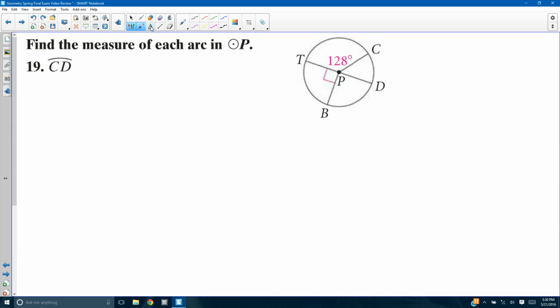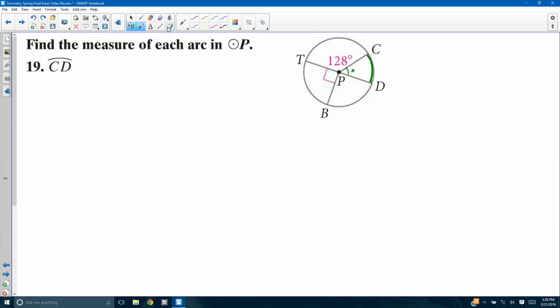Okay, now that we're in a way new different part of this, I think this is section 10.6 now. Find the measure of each arc in circle P. I was only asked to find the measure of arc CD. All right, this problem's going to be a little shorter than the last problem I just did. Okay, arc CD is the same as this central angle measure. Let's call it central angle measure X.